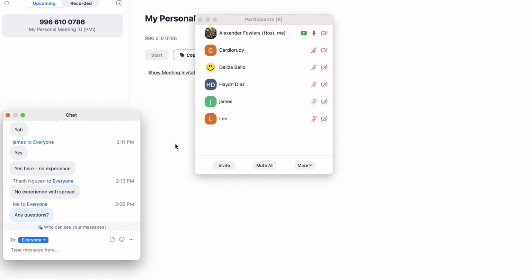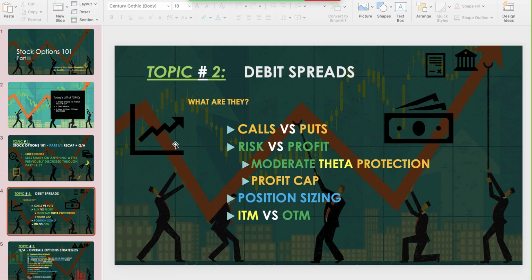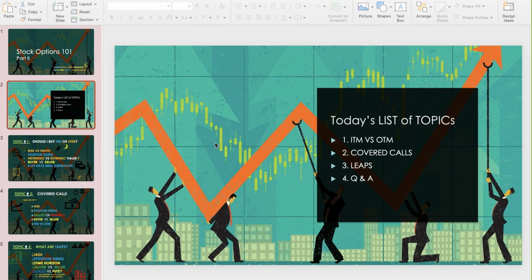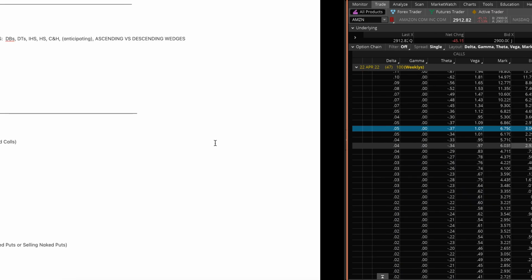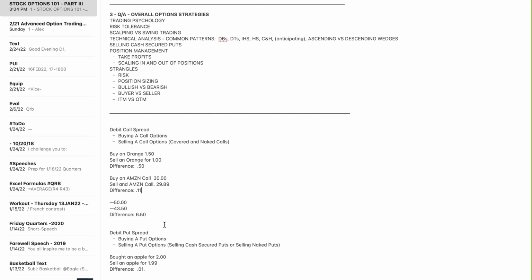Okay, so I'm gonna pull up the spread. So we talked about calls and puts, and now we talked about call debit spreads, debit call spreads. So let's talk about these puts real quick. All right, so again, a quick recap.